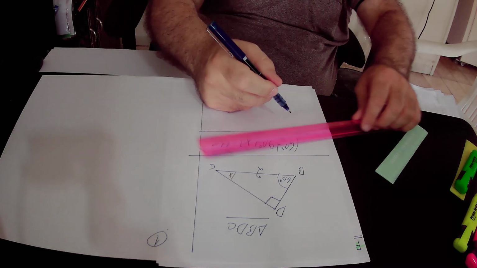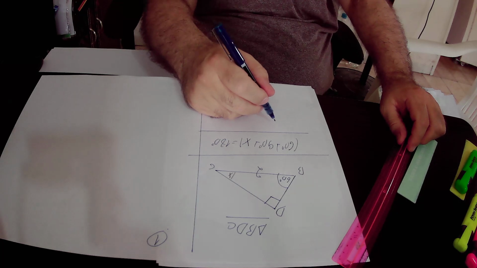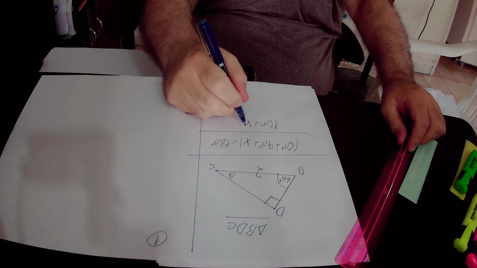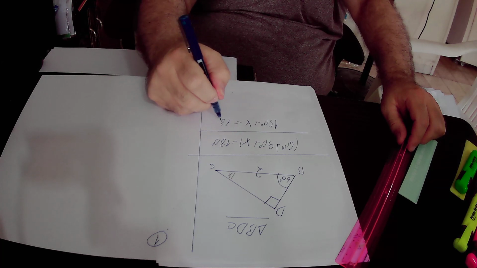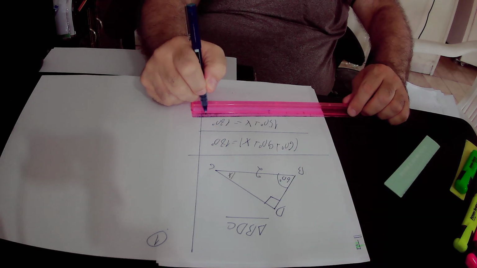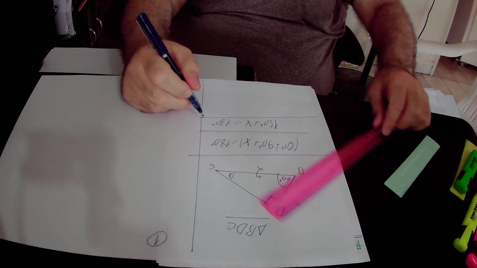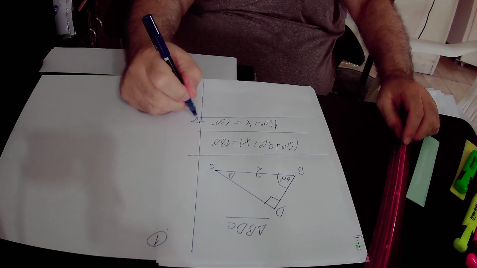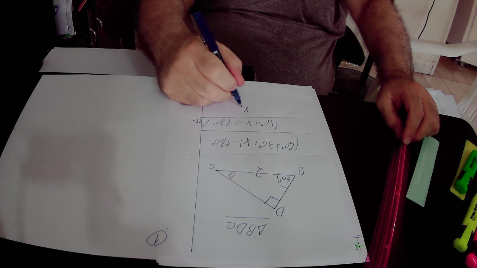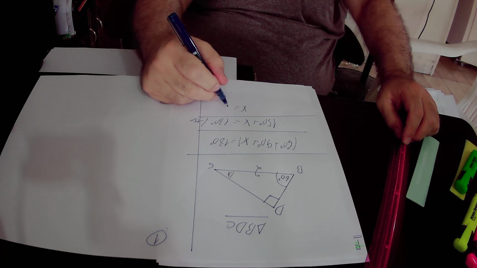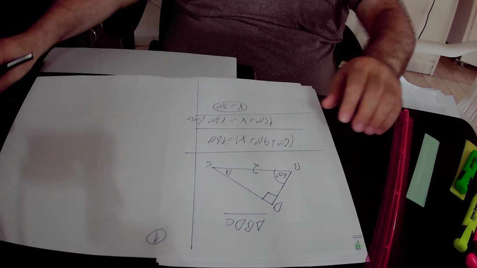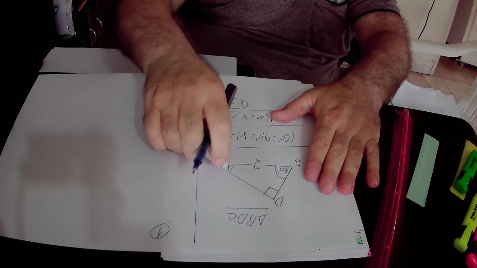So here we have 60 degrees plus 90 degrees is 150 degrees, plus x equals 180 degrees. Here we subtract 150 degrees from this equation, and we'll get that the missing angle x is equal to 180 degrees minus 150 degrees. It is equal to 30 degrees. So this angle equals 30 degrees.